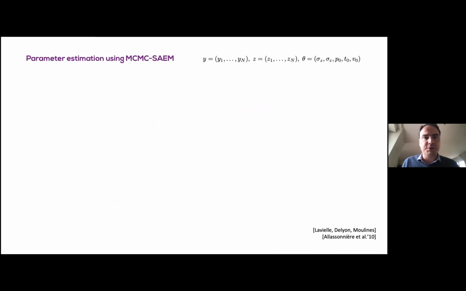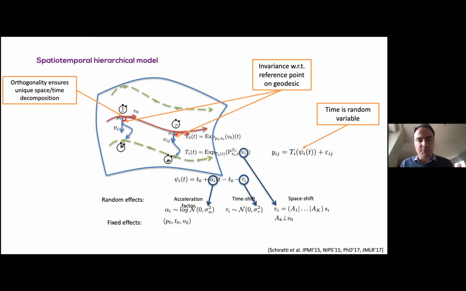So here we have the structure of a hierarchical model. We have the fixed effect, which is just a point, a time, and a velocity on the manifold. If the manifold is dimension 2, the velocity is dimension 2, and the point is dimension 2, and the time is just one dimension. So in dimension 2, the unit square, this is 5 parameters only.